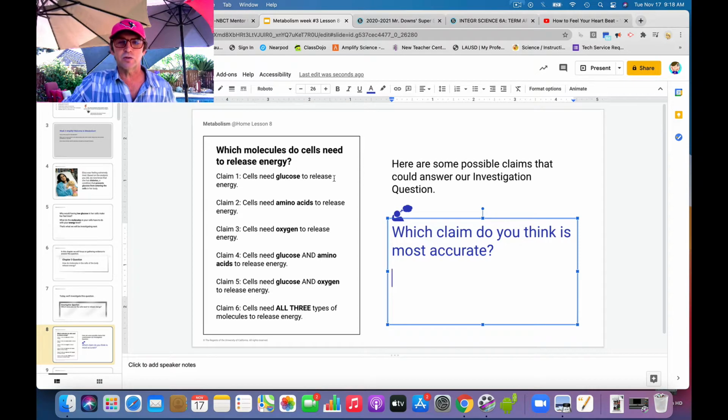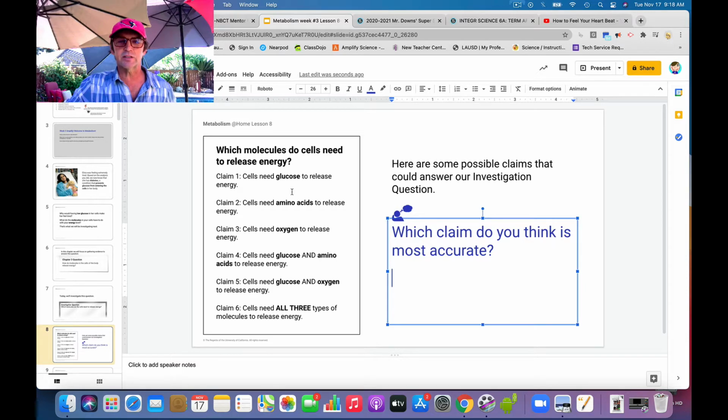Cells need glucose to release energy. Is that true? Claim 2, cells need amino acids to release energy. Claim 3, cells need oxygen to release energy. Claim 4, cells need glucose and amino acids to release energy. Claim 5, cells need glucose and oxygen to release energy.